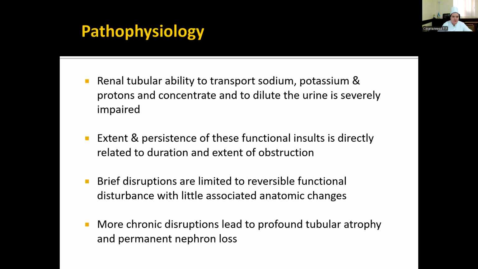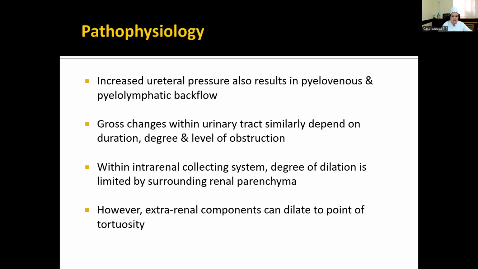Brief disruptions are limited to reversible functional disturbance with little associated anatomic change. More chronic disruption leads to profound tubular atrophy. Increased ureteral pressure also results in pyelovenous and pyelolymphatic backflow. Gross changes within the urinary tract similarly depend on the duration, degree, and level of obstruction. With an intrarenal collecting system, the degree of dilatation is limited by the surrounding renal parenchyma. However, extrarenal components can dilate to the point of tortuosity.